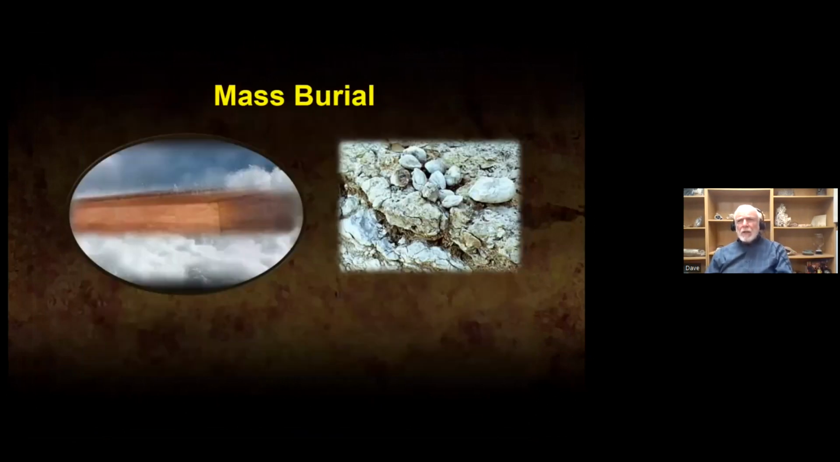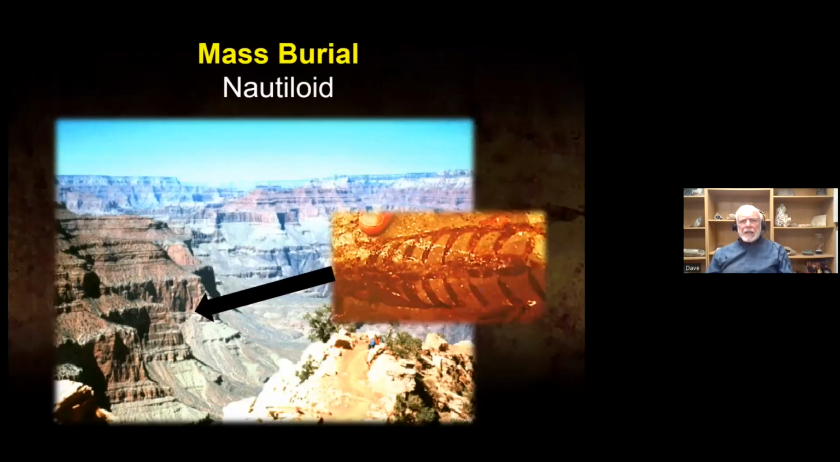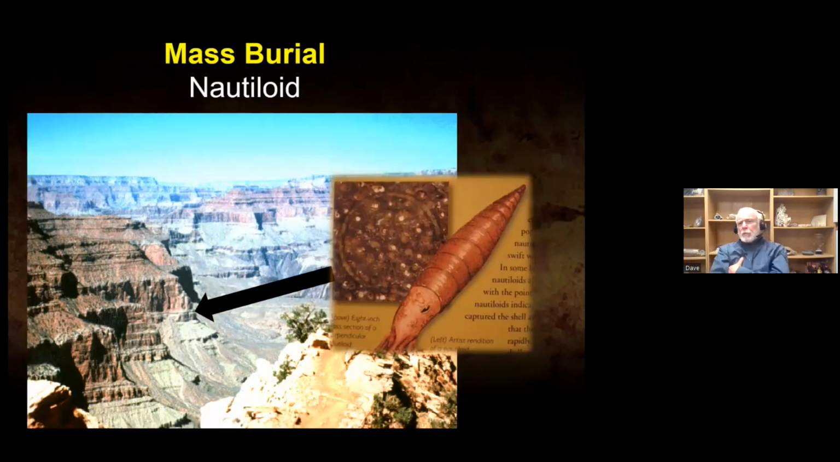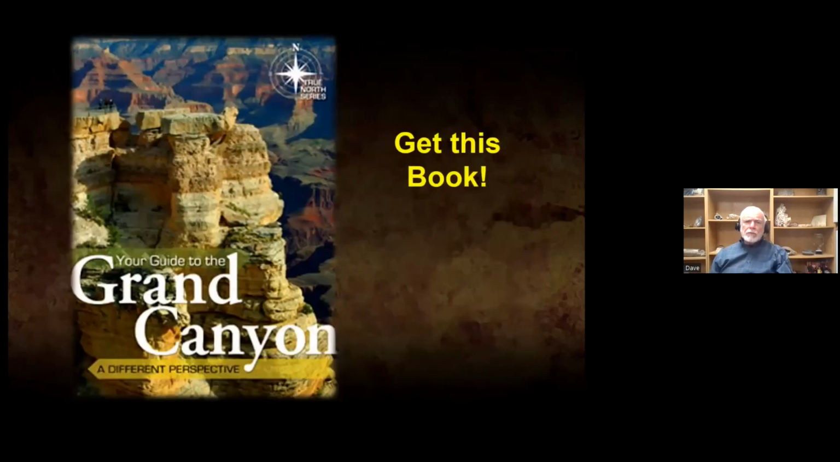Mass burial, flood. In the Grand Canyon, you find a mass burial of these particular nautiloids. You might have seen the coil ammonites. This is a straight one of those, but you find literally millions of these things, and they're all over the Grand Canyon in that specific layer, and they're pointed in the same direction. And what does that indicate if they're pointed in the same direction? They were sorted by water currents. Again, another evidence of catastrophic water flow.